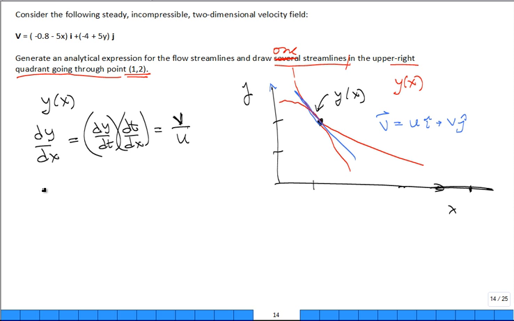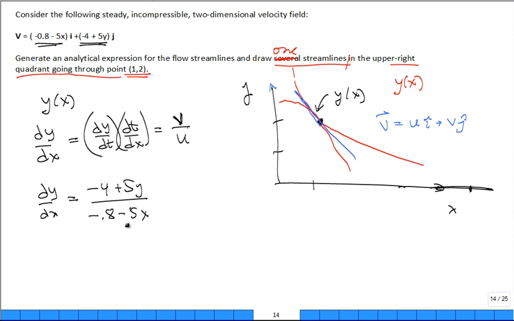So you say, this is getting easy. So dy/dx is equal to v over u. What is v? Negative 4 plus 5y. Divided by u. What is u? Negative 0.8 minus 5x. This equation works. It's mathematically very abstract. But what type of equation is it? First order ODE.